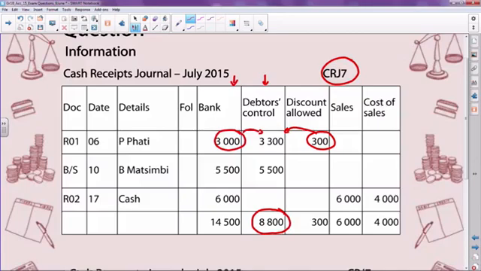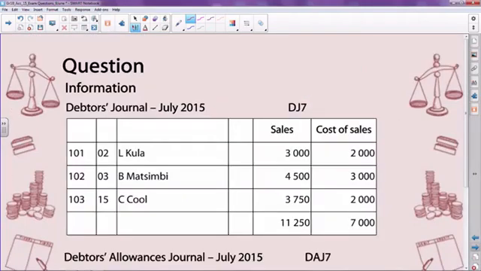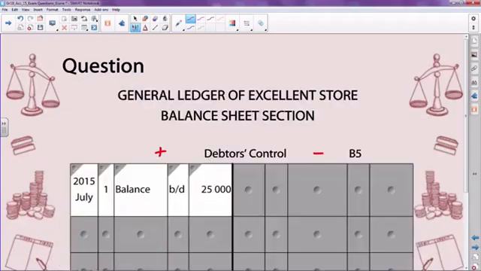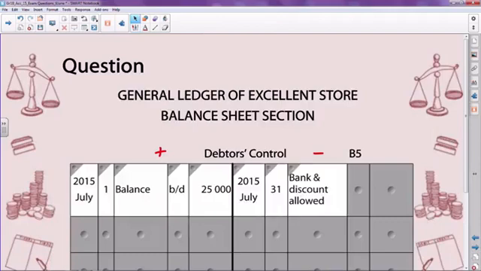So let's go take this amount to my debtors control. So again, go and search for your debtors control. It's on your answer book. Here it is. Now you need to know that it's going down. Why is it going down? Because we gave bank and we had discount allowed. CRJ, 8,800. And as easy as that.